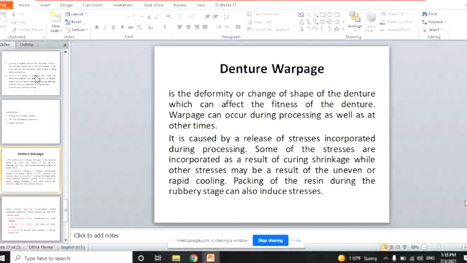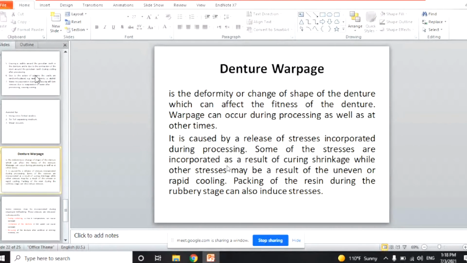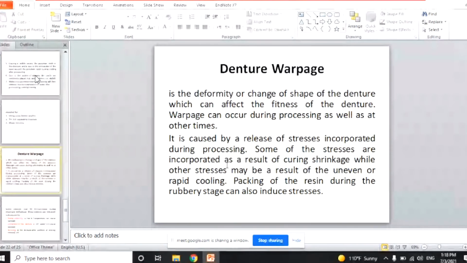And sometimes you have a denture warpage. What's the denture warpage? It's the change in the shape of the denture. Till now it is clear or not? Denture warpage. What's the denture warpage? It's the change of the shape of the denture.